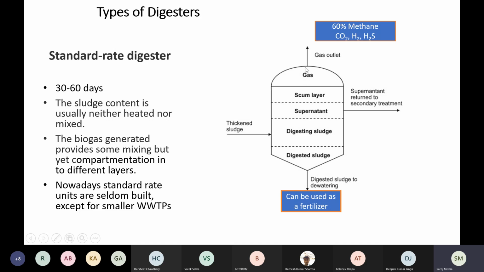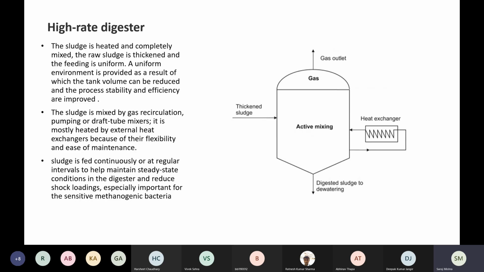This is a gas outlet where 60% is methane, and the rest is carbon dioxide, hydrogen, and H2S. At this stage, the supernatant is taken and returned to the secondary treatment. The digested sludge can be removed and dewatered. It can be used as a fertilizer. So this is one configuration of a standard rate digester.